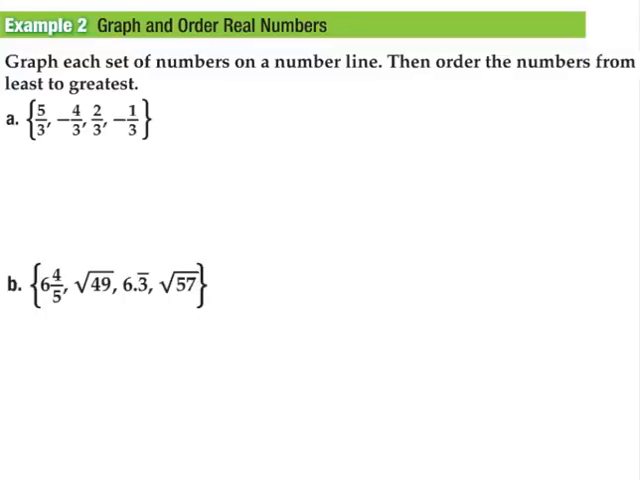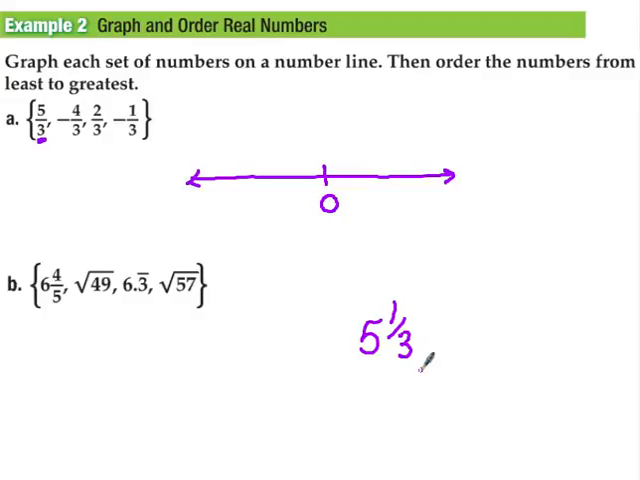Okay, now notice what this one says. Graph each set of numbers on a number line. Then order the numbers from least to greatest. So we're going to start with the number line. In the middle of the number line, I'm going to put 0. Okay, now I've got to figure out where each of these numbers are. So 5/3, that's an improper fraction because the numerator is bigger than the denominator. So I need to figure out what mixed number does this equal? Remember a mixed number? An example of a mixed number would be like this.